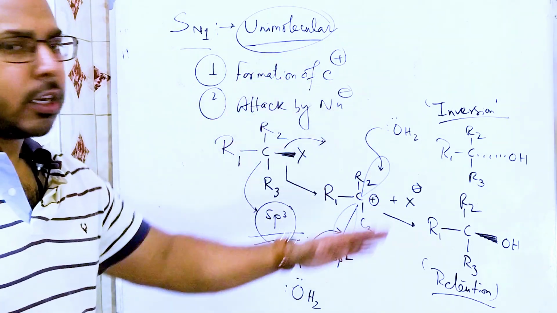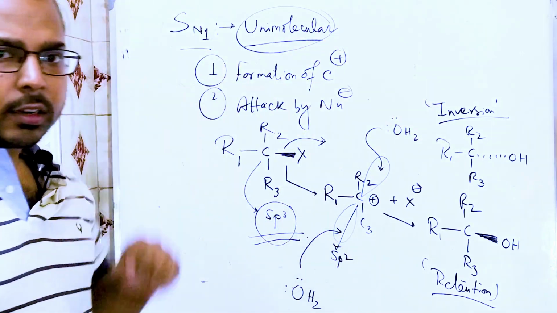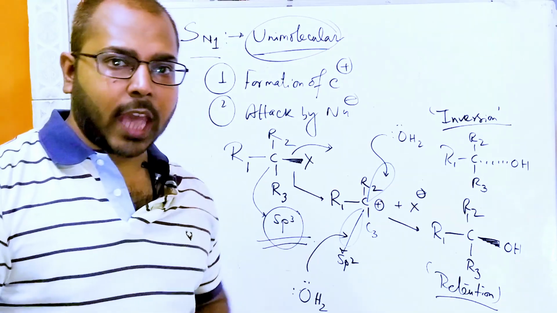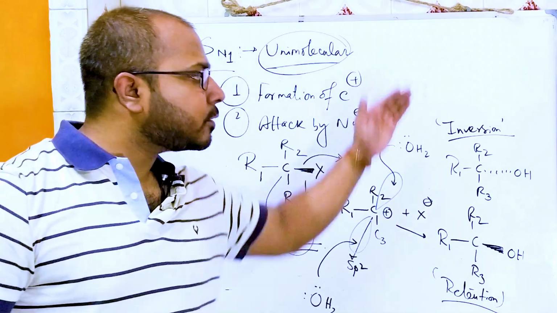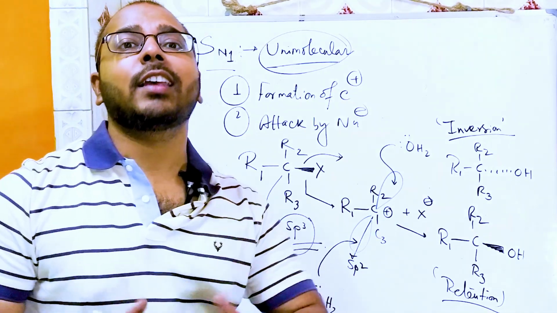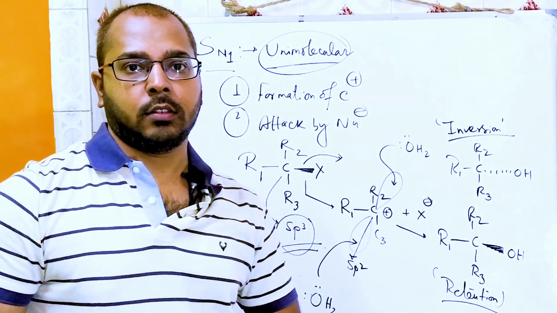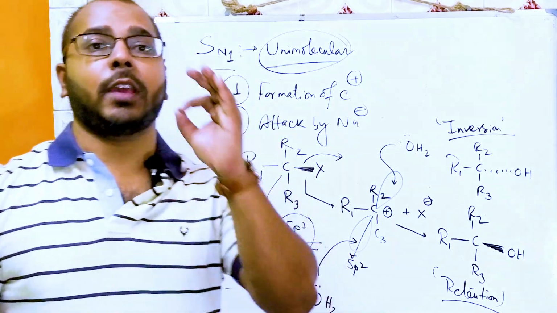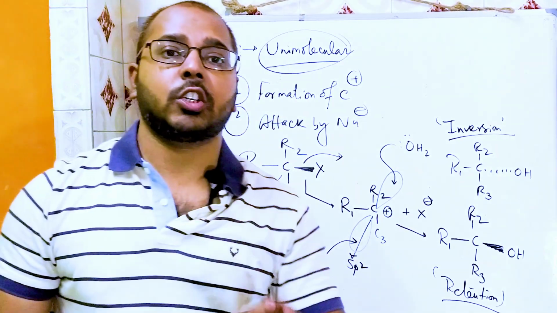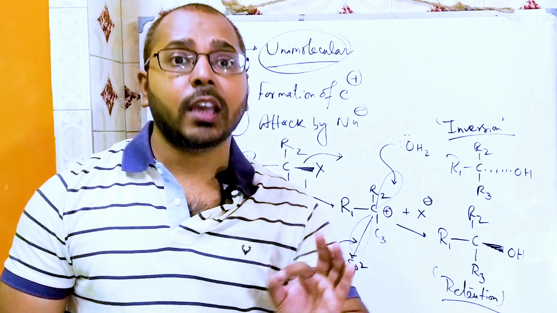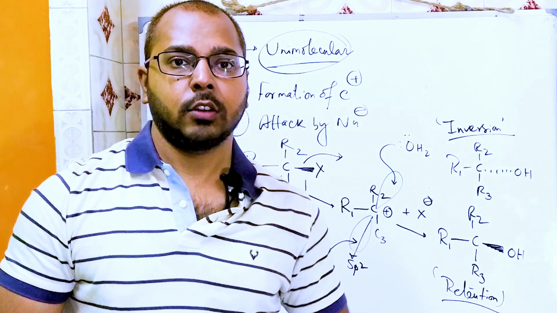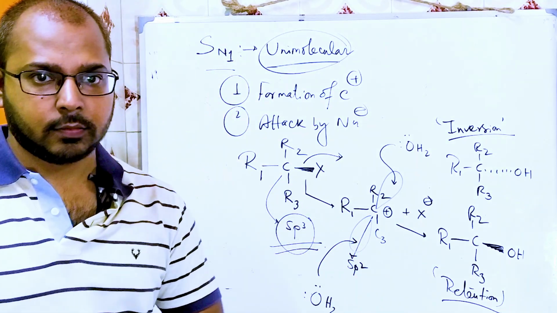So in case of SN1, this inversion can also happen. That is why this mixture is known as racemization. So write down, in case of SN1, racemization occurs. This is the reason.